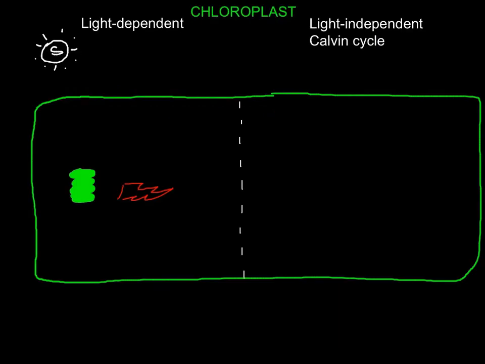Okay, so here's our little tiny picture of the chloroplast. Now remember, the chloroplast would be inside a plant cell. So they're very, very small, and a plant cell would be full of many, maybe dozens or maybe even hundreds of chloroplasts. So you can see I've got my chloroplast divided into the light-dependent side and a light-independent side.